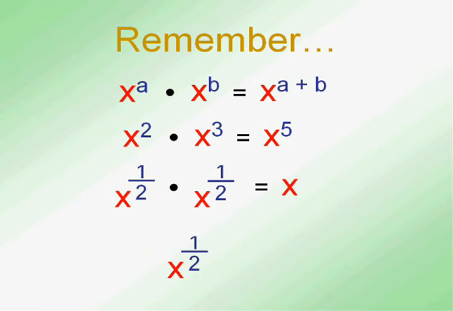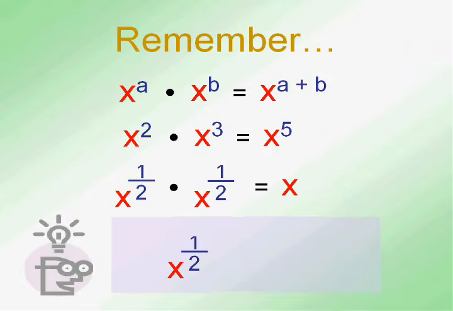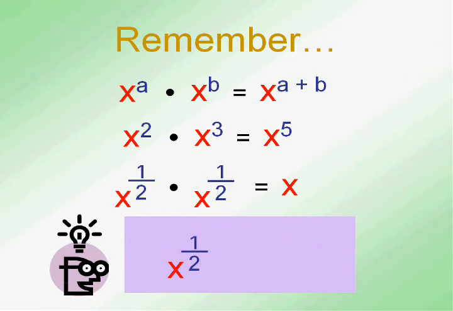Believe it or not, x to the half stands for something that you already have seen. If x to the half times x to the half equals x, it's the same as the square root of x. Because if we have to multiply it by itself to get x, that's what it means to be the square root of x, doesn't it?